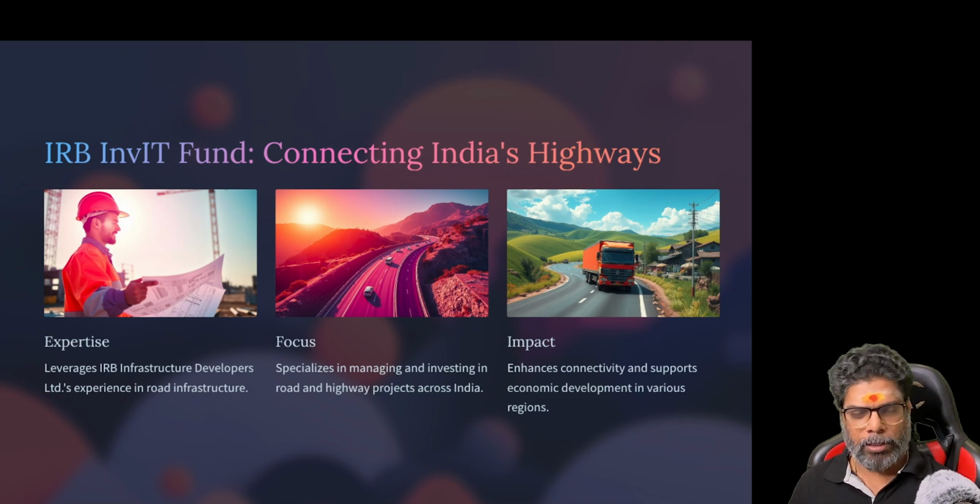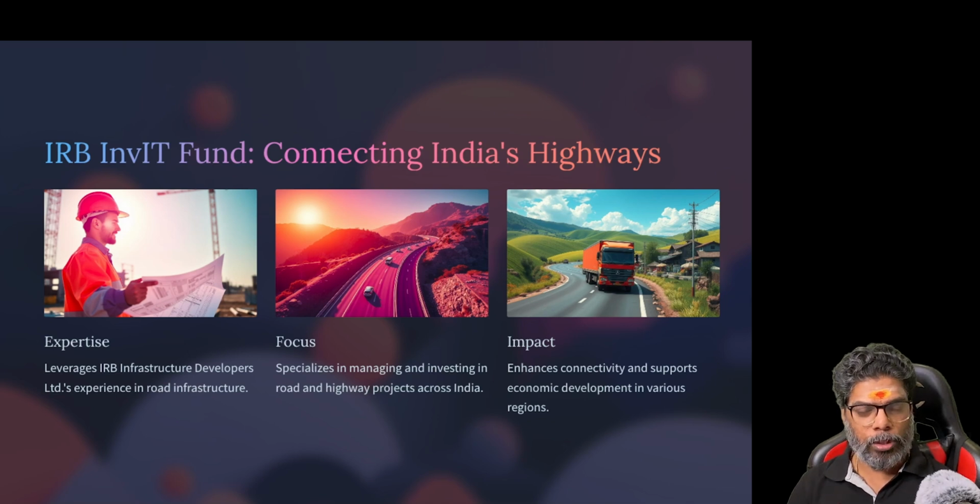There are a lot of projects handled by IRB Infra, and for that, the management and support is provided by this particular trust. They are experts in developing mainly road infrastructure. Take any road in India, after NHAI, this is the biggest one. Their focus is mainly on investing in Indian highways, because India is a developing nation and there is a long way to develop our infrastructure, to increase transportation efficiency, right?